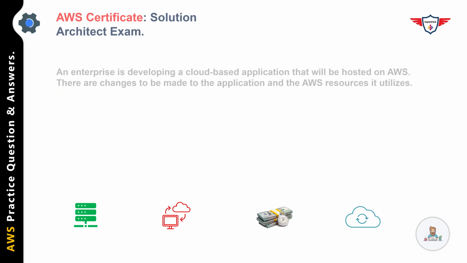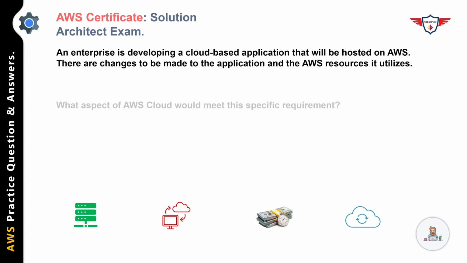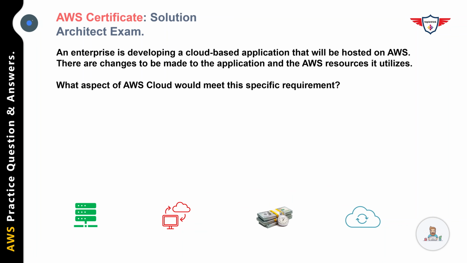An enterprise is developing a cloud-based application that will be hosted on AWS. There are changes that need to be made to the application and the underlying infrastructure. What aspect of AWS Cloud would meet this specific requirement? And the options are elasticity, reliability, agility, and performance. Well, the correct answer is agility. Agility is the ability to deploy resources such as computing, storage, or database within a short span of time.